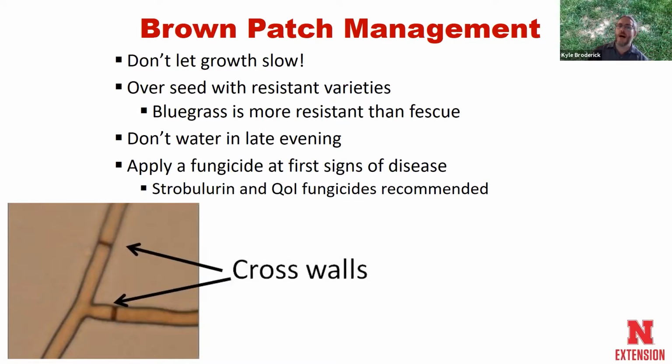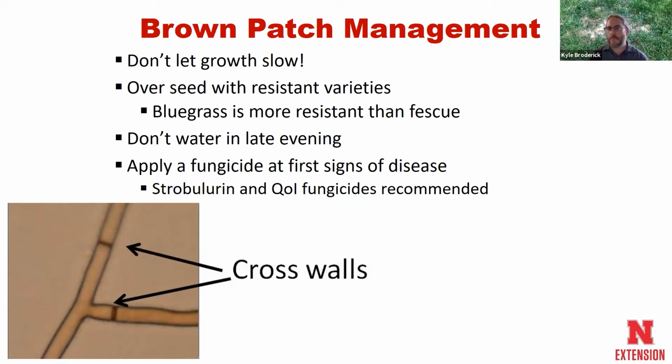Additionally, with brown patch, we can overseed with resistant varieties. Bluegrass tends to be much more resistant than fescue lawns. We don't want to water late in the evenings. And we can also always apply a fungicide at our first signs of disease.